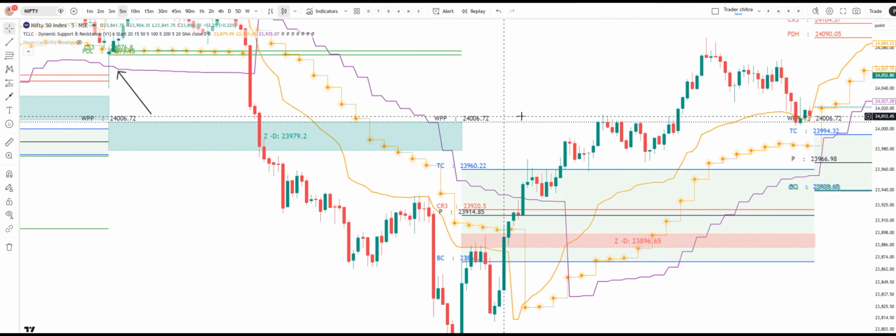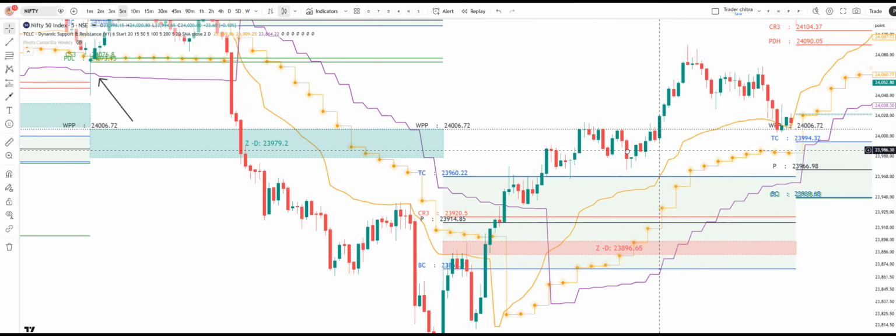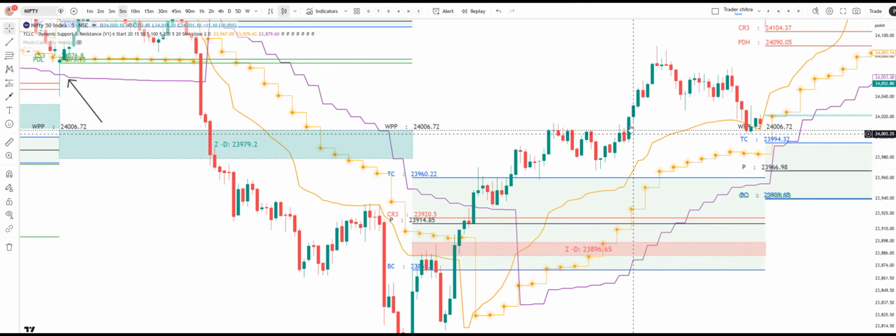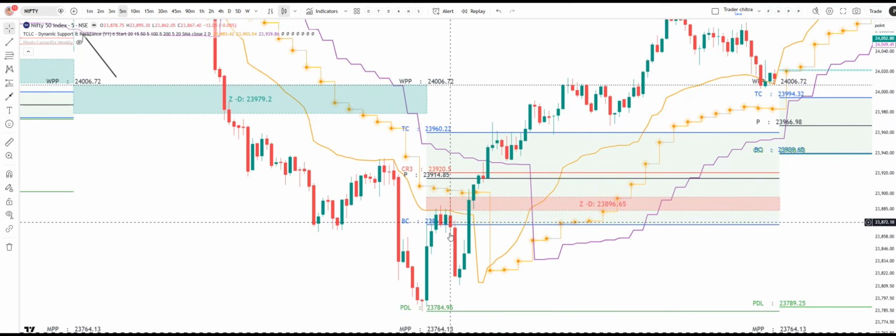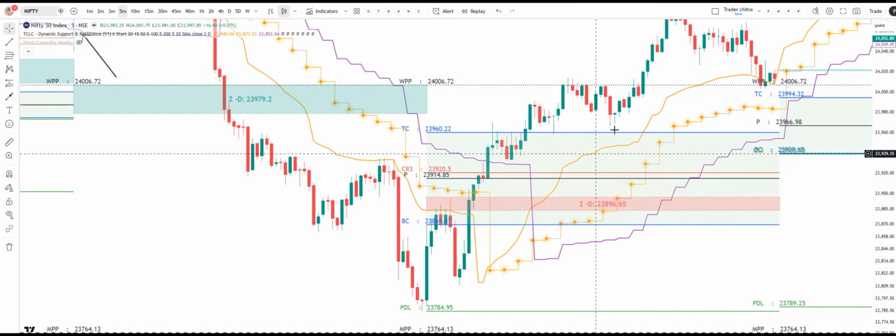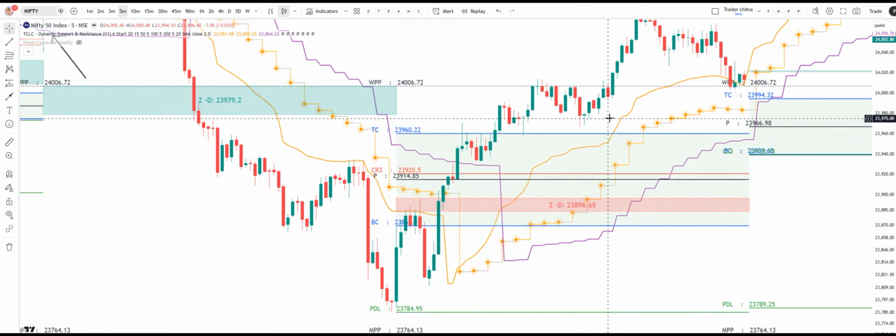Okay, and at this particular level, the weekly pivot, once the price touches 24,006 and the weekly pivot, we got a small rejection from that level. Again price closed above the weekly pivot, this green candle, and price moved up from that particular level. So we got one short trading opportunity and one long trading opportunity using our indicator on 24th June.